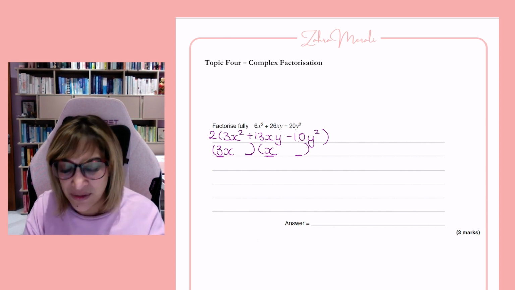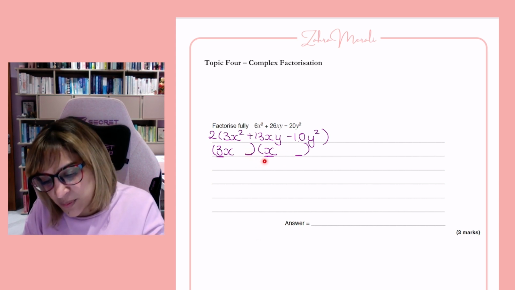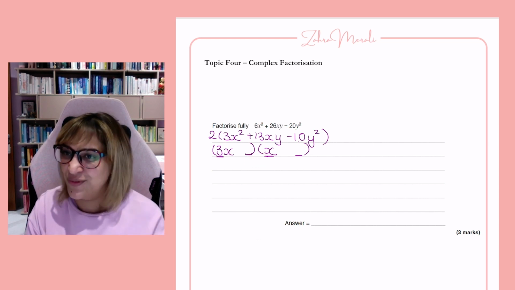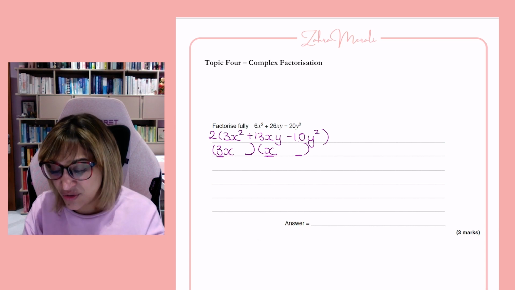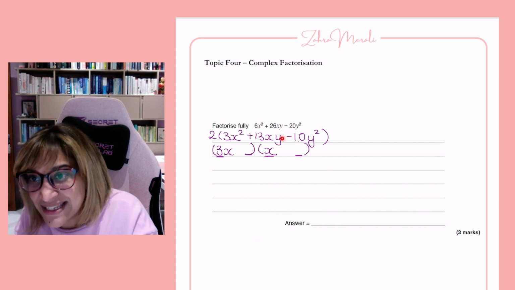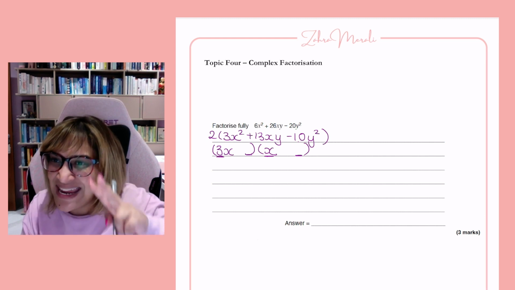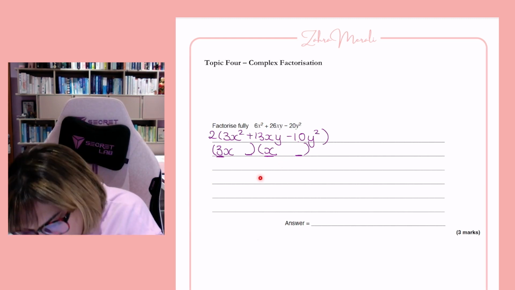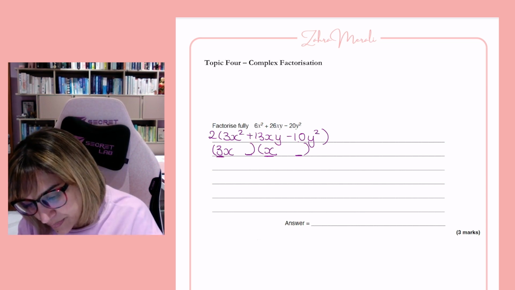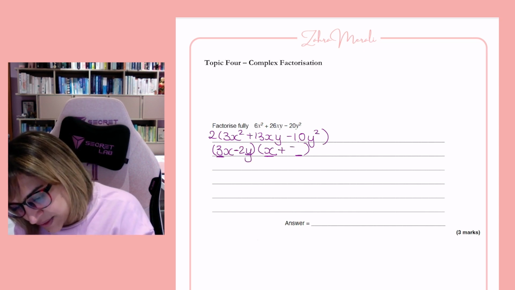Let me try the other way round. 3 times 5, 15. And multiply these two together. If this was a 2, we're like, okay, great. 15 minus 2 gives me 13. So the way that you think about it is if this is a negative here, you know that you're taking away these two multiplied by each other to give you this. So we end up with 3x minus 2y and x plus 5y.